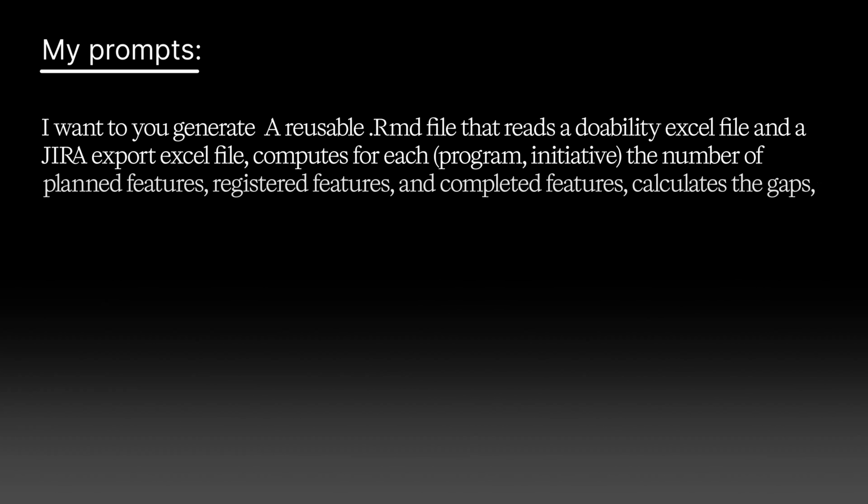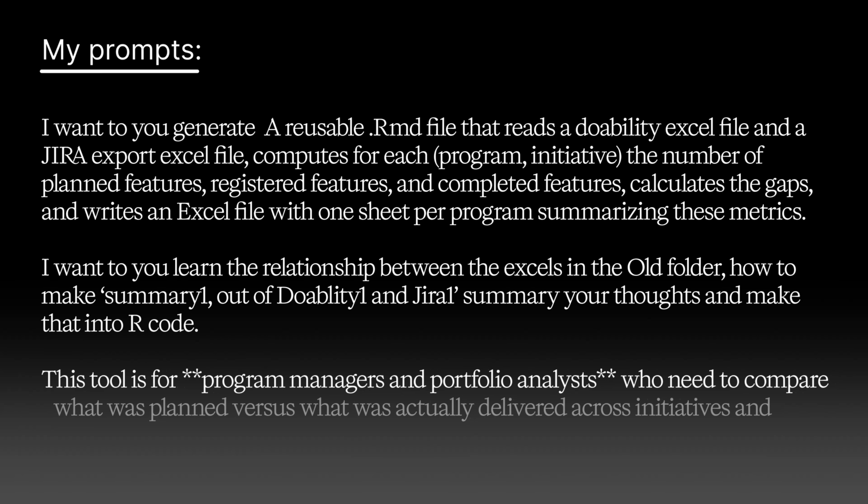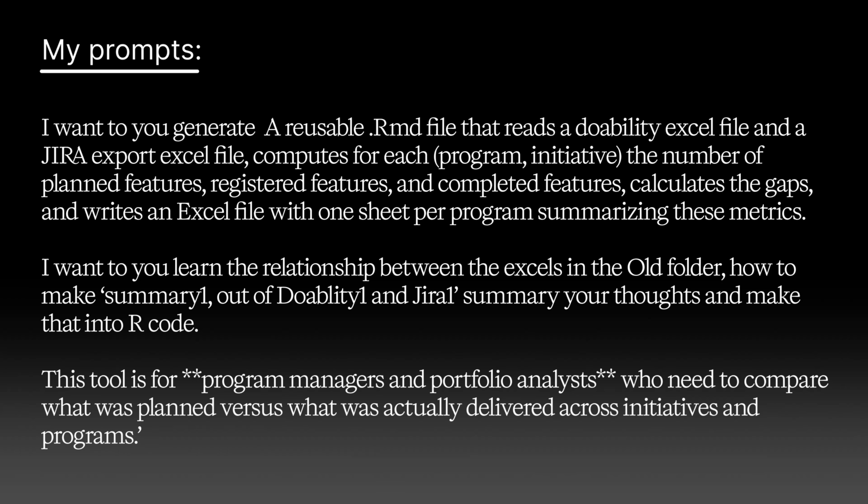I typed that I want to generate a usable .Rmd file that reads a durability Excel file and a Jira export Excel file, computes for each program initiative the number of planned features, registered features, and completed features, calculates the gap, and writes an Excel file with one sheet per program summarizing these metrics. I want you to learn the relationship between the Excel files in the folder, how to make the summary out of the durability one and the Jira one. Summarize your thoughts and make it into R code.